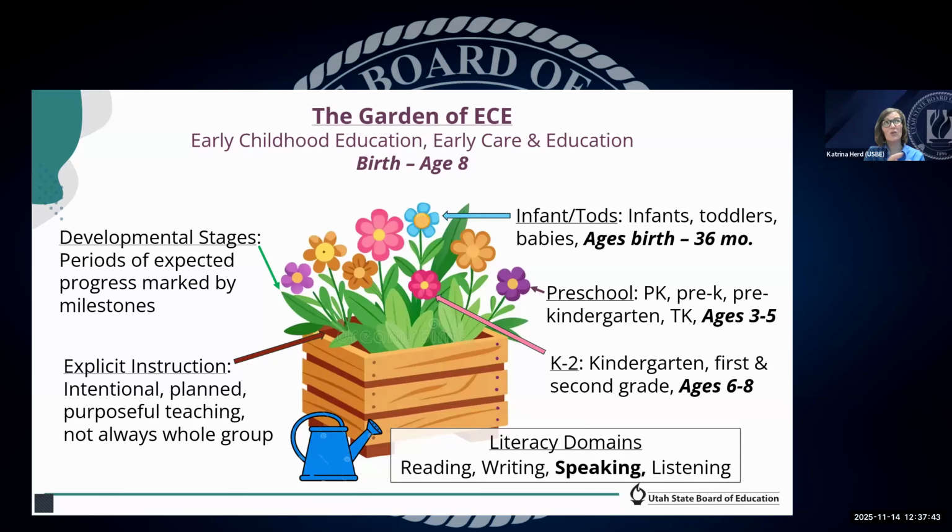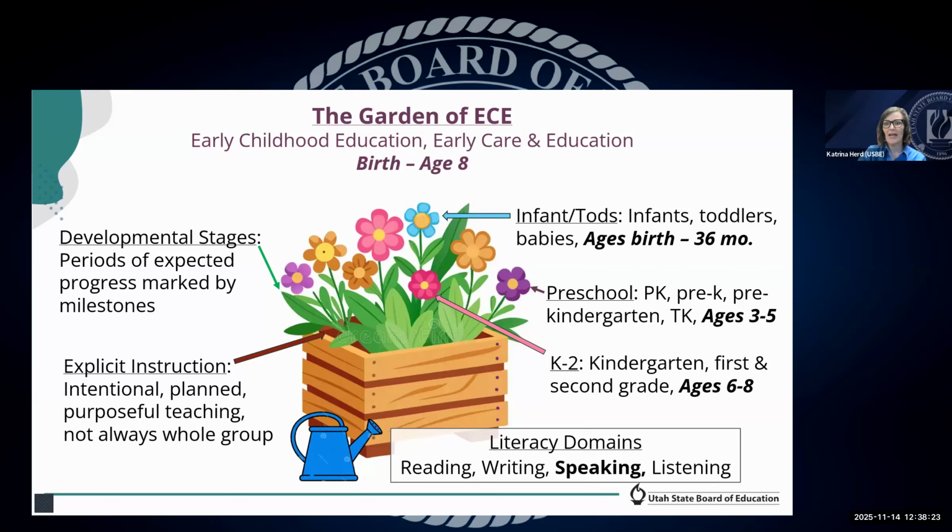So when I say ECE, or early childhood education, or early care and education, we're talking about the age group birth through age 8. Developmental stages are periods of expected progress, and those are marked by milestones. Explicit instruction is your intentional, planned, thoughtful teaching. It does not have to be in whole group. If I am doing an instruction with a child one-on-one and I'm teaching them how to hold their spoon, if that is something I intended to do because I knew they didn't know how to hold their spoon, well, then I am doing an explicit instruction.